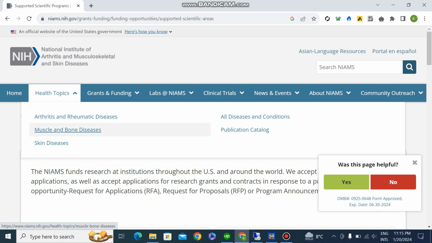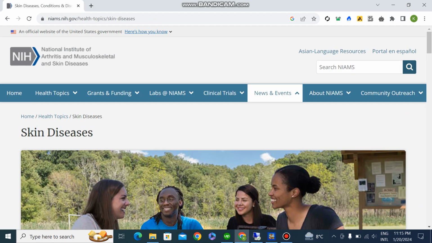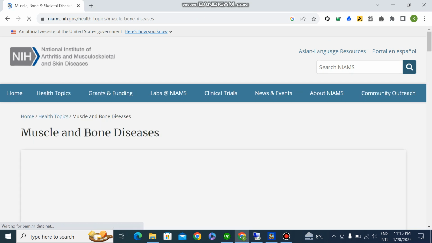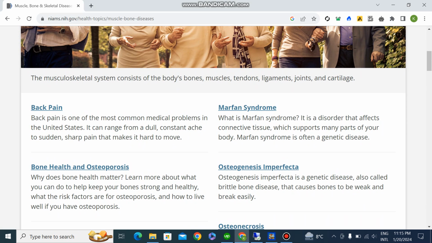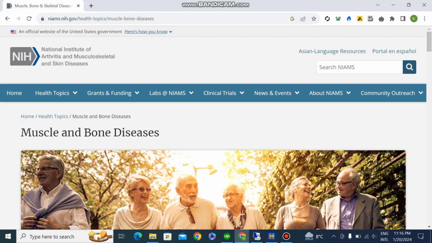For the health topic, we will say it's skin disease, dermatologist. Muscle and bone diseases can also be covered. Back pain: back pain is one of the most common medical problems in the United States. It can range from a dull, constant ache to sudden sharp pain that makes it hard to move. Marfan syndrome. What is Marfan syndrome? It is a disorder that affects connective tissue, which supports many parts of your body. Marfan syndrome is often a genetic disease.